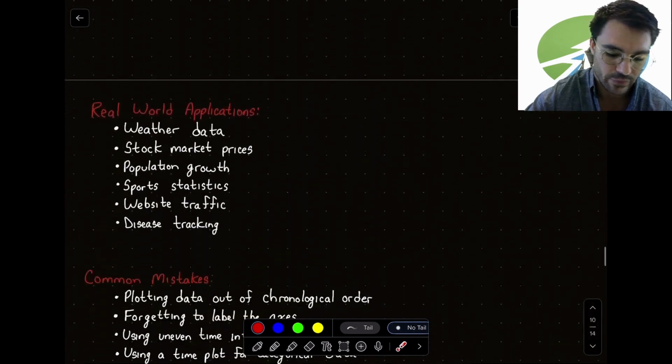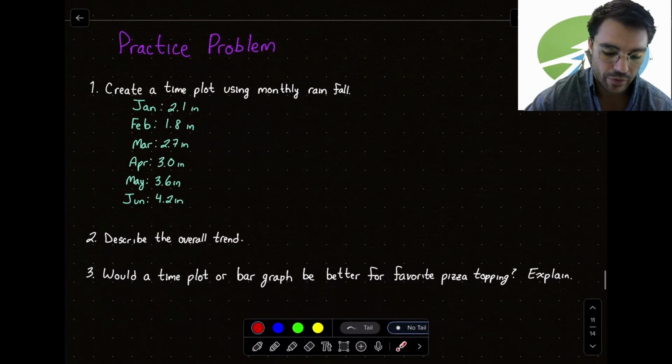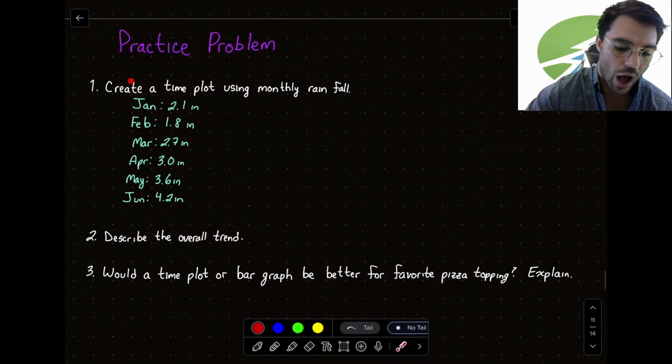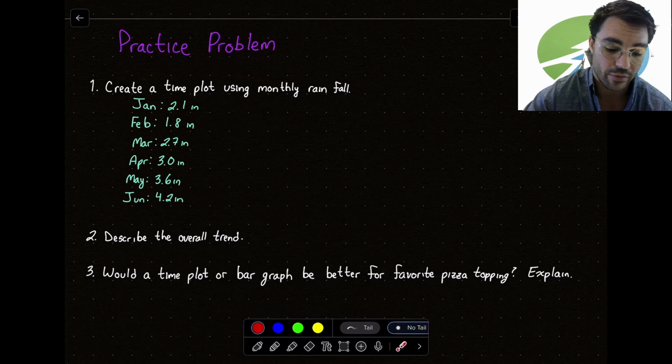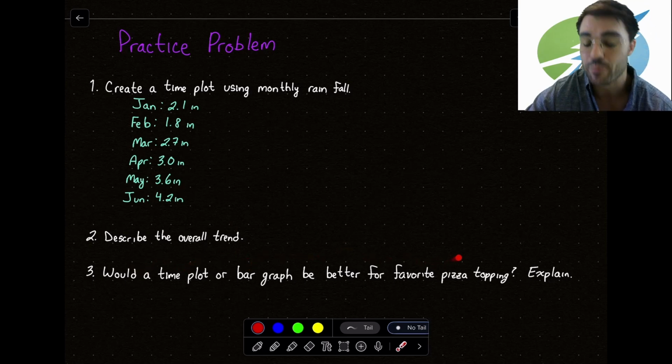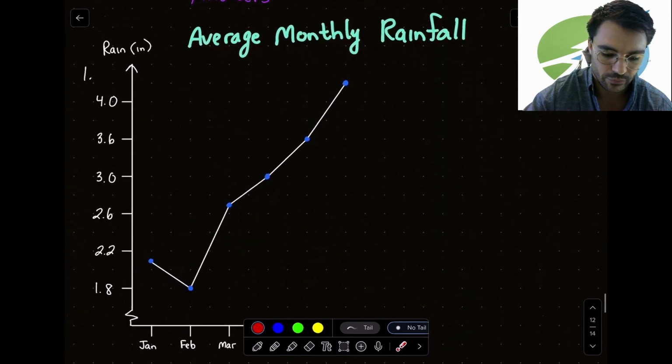Okay, all right, cool. And now we have a practice problem here. Create a time plot using monthly rainfall for the months January through June. Describe the overall trend. And would a time plot or bar graph be better for your favorite pizza topping? Explain. All right, I'll give you a minute to pause the video here and take a stab at this. All right, hopefully you worked on this. Let's take a look.